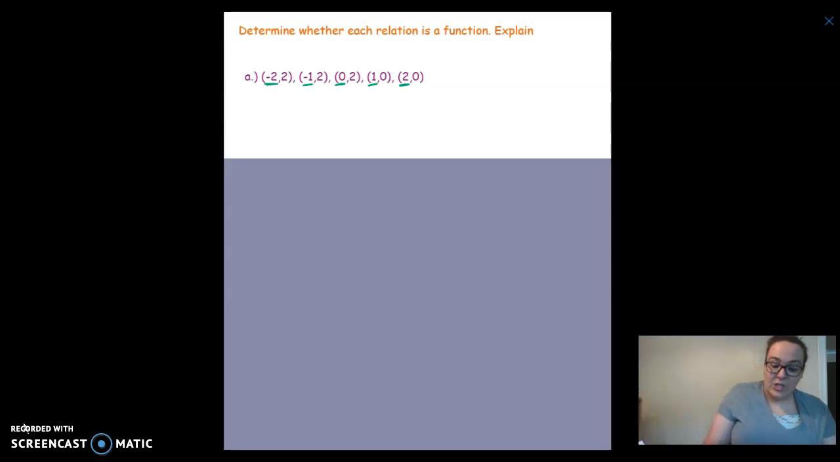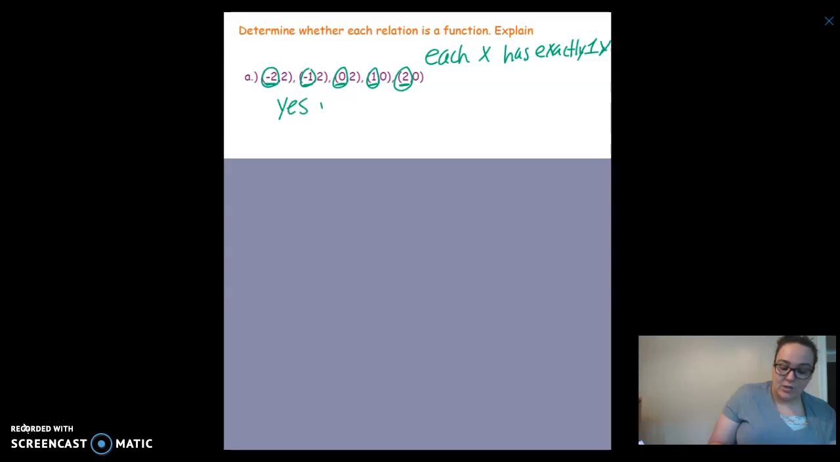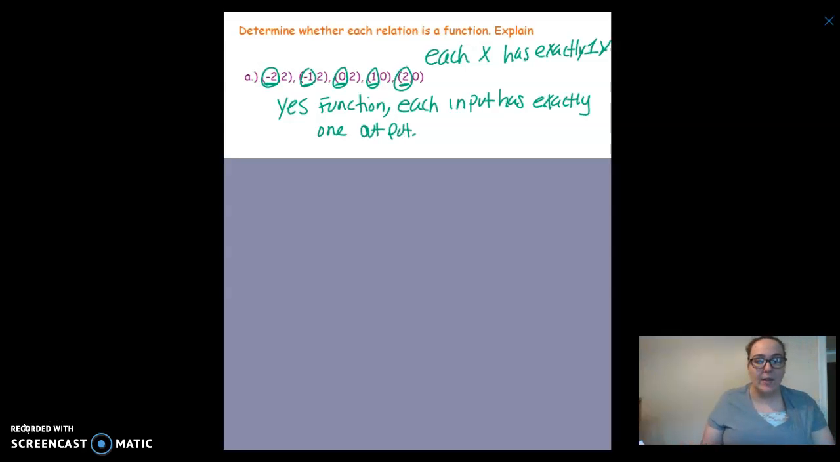What's important is each x has exactly one y. That means the x values shouldn't repeat. Do the x values repeat? No, the x values do not repeat. So is this a function? Yes, it's a function. And when asked to explain, you could say each input has exactly one output. You could also say each x has exactly one y, and that would be the same thing.